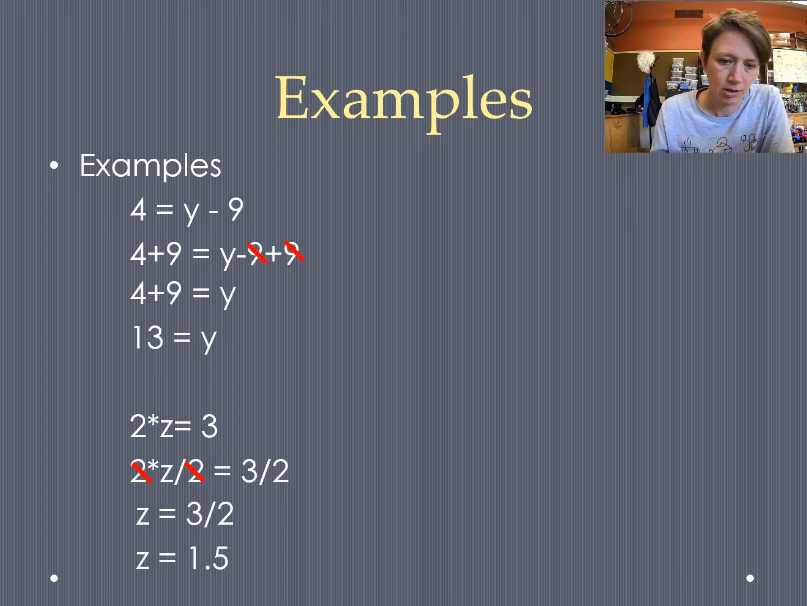Again, you can put that in a calculator if you want and get z equals 1.5. I generally prefer decimal answers in physics because it helps me to get a better sense of where in the number line your answer is.